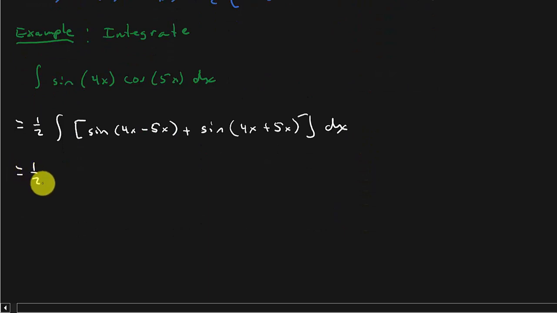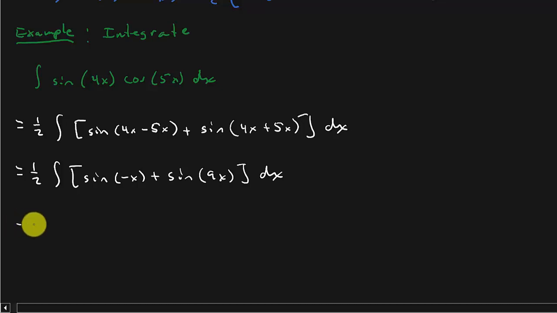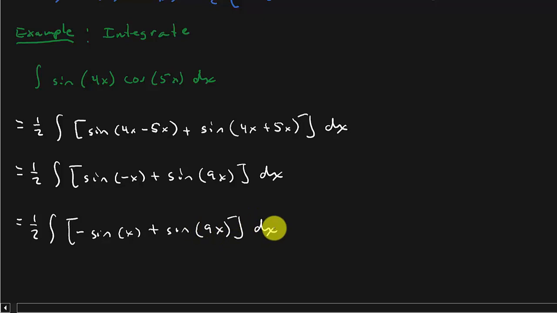And so that's going to give us 1/2 integral, and that's going to be what? Sine of negative x plus sine of 9x dx. Now, remember your negative angle identities from trig. That's going to be 1/2. And remember, sine of negative x is the same thing as negative sine x plus sine 9x dx.